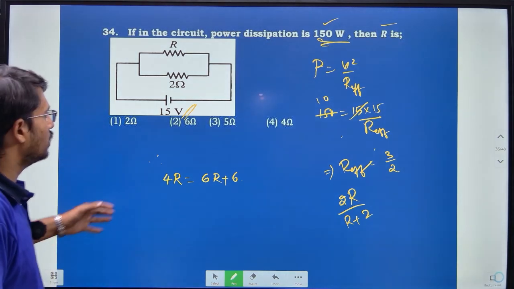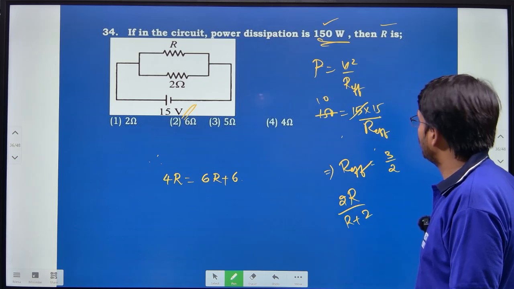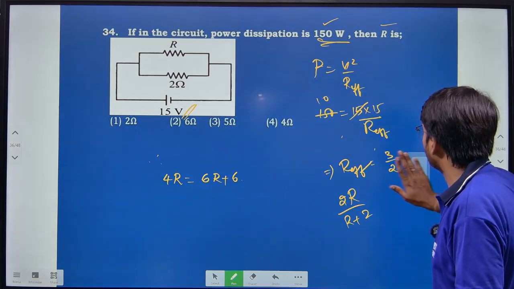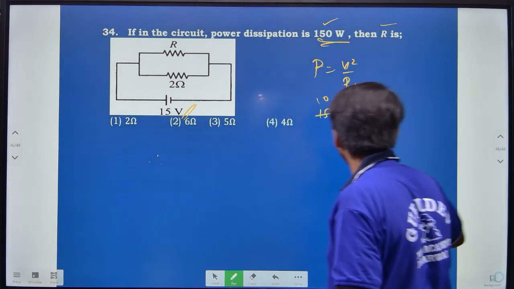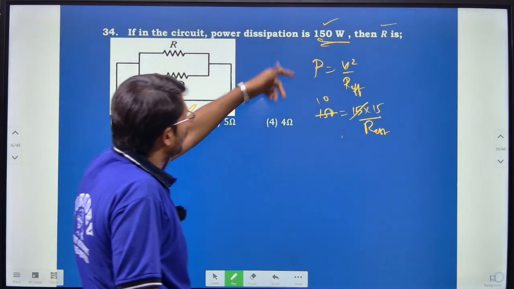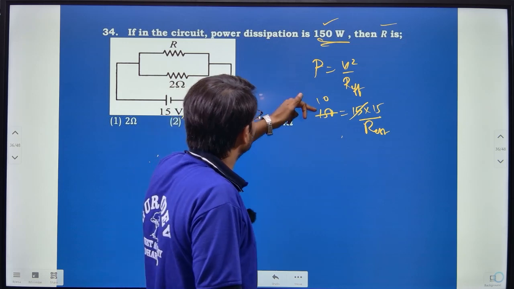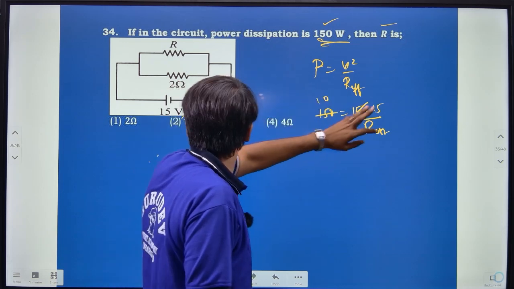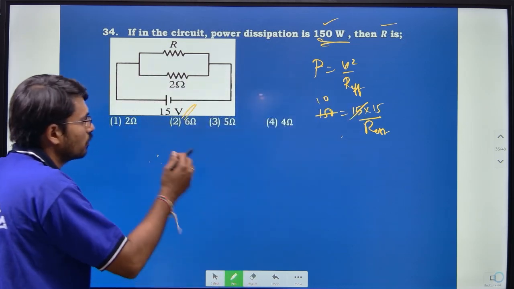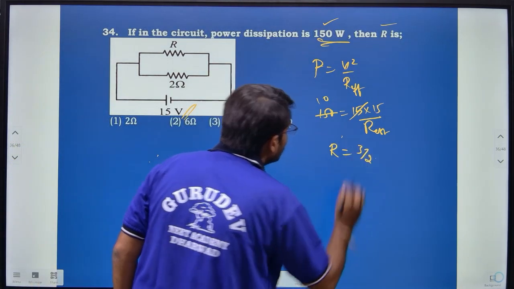Wait a minute, let's cross-check this particular one. Power equals V square divided by R, so that's correct. Power is 150 as given, so V square is 15 into 15 divided by R effective, and therefore R effective becomes 3 by 2.